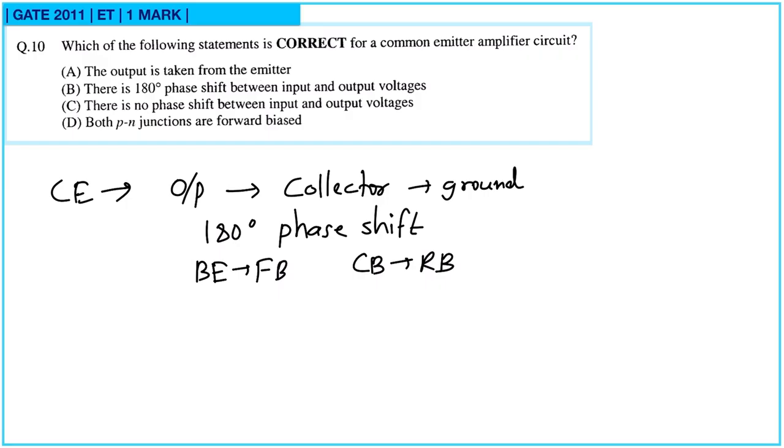So first is output is taken from emitter. There is 180 degree phase shift between input and output voltage. There is no phase shift between input and output voltage. Both junctions are forward biased. So only option B is correct.